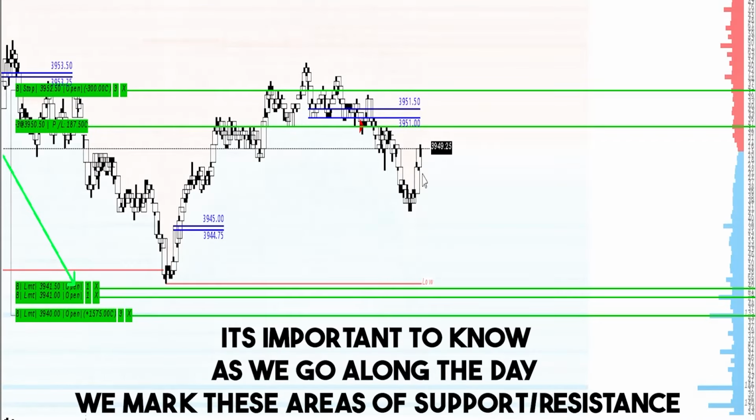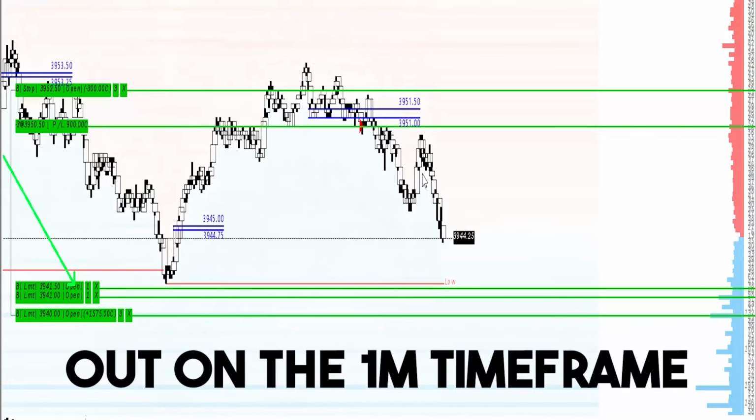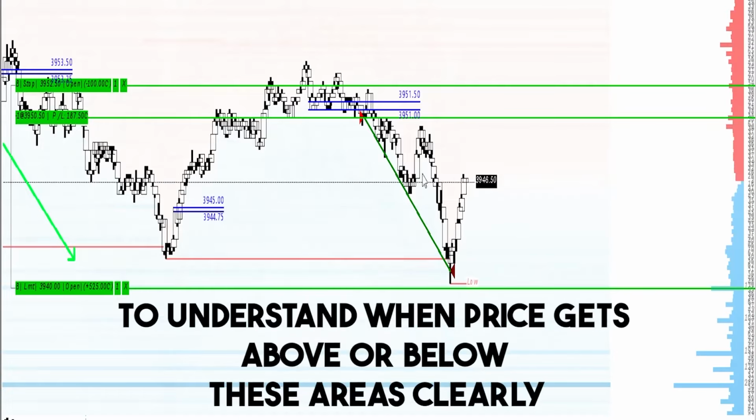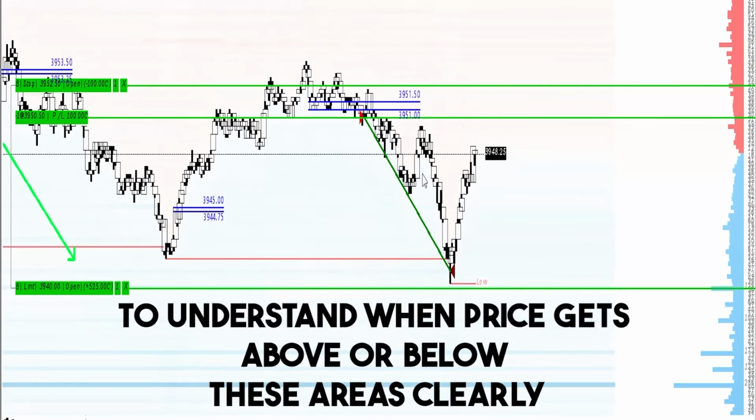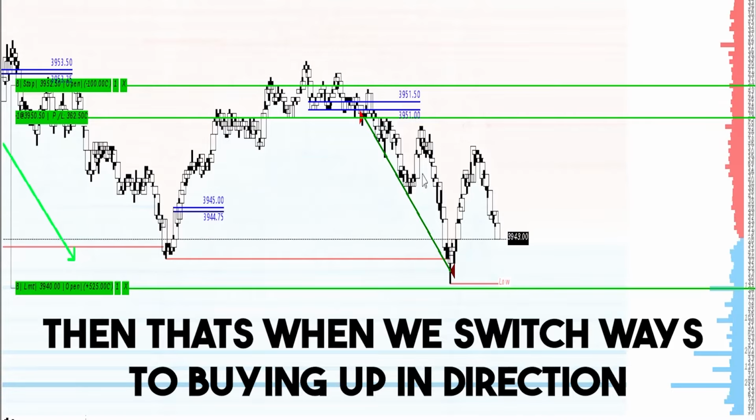It's important to know, as we go along the day, we mark these areas of support resistance out on the 1 minute time frame, as that's what I use for scalping, to understand when price gets above or below these areas clearly. Then that's when we switch ways to buying up in direction.